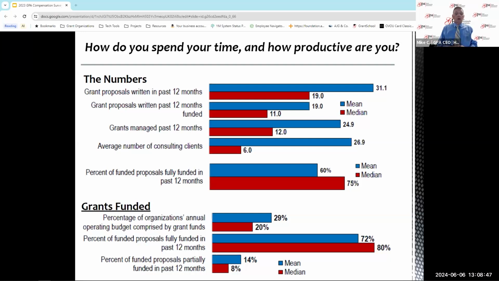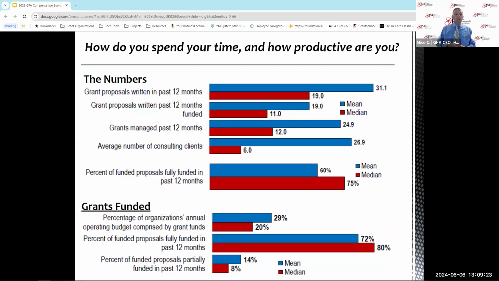Consultants, on the other hand, reported a mean of 26.9 and a median of 6 clients. The mean is much higher than 2022 just because of the results of coming from some larger consulting companies this year. You'll note there in terms of grants funded, the average percent of funded proposals that were fully funded in the past 12 months was a mean of 60% and a median of 75%. As the former was driven down by some relatively low numbers reported.